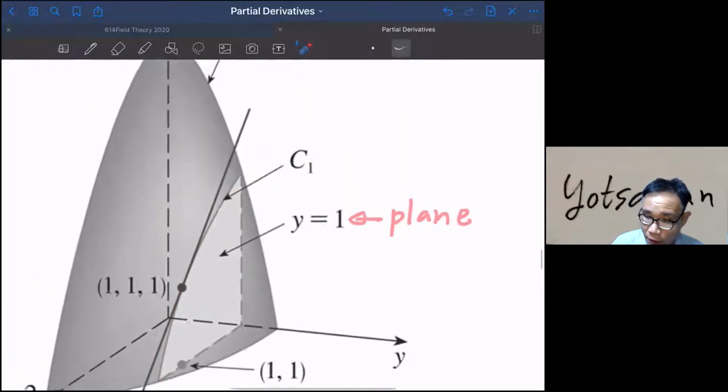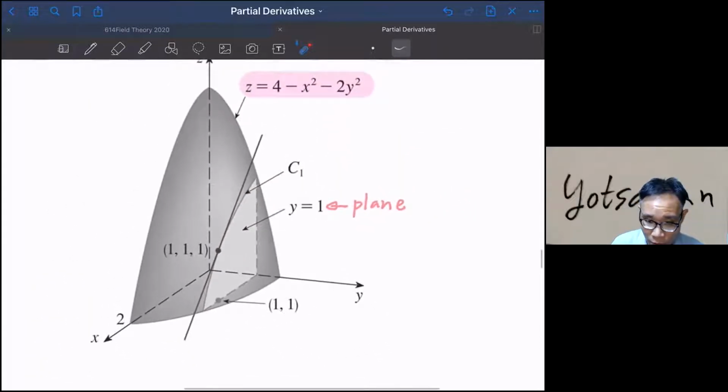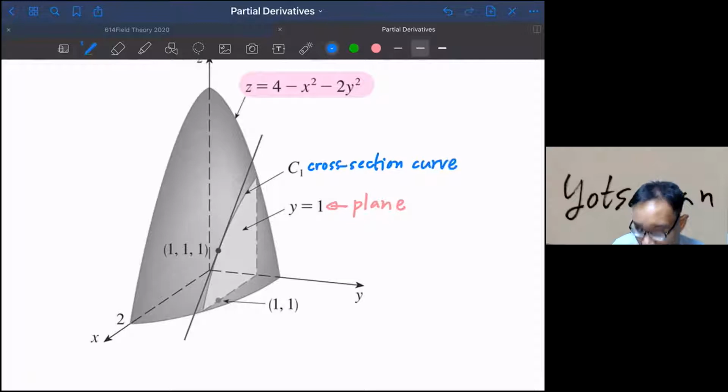And if you find the partial derivative at the point (1, 1), what you get turns out to be the slope of the tangent line. So this is a cross-section curve, and you have the plane, which is fixed y equals 1. And this line is the tangent line.